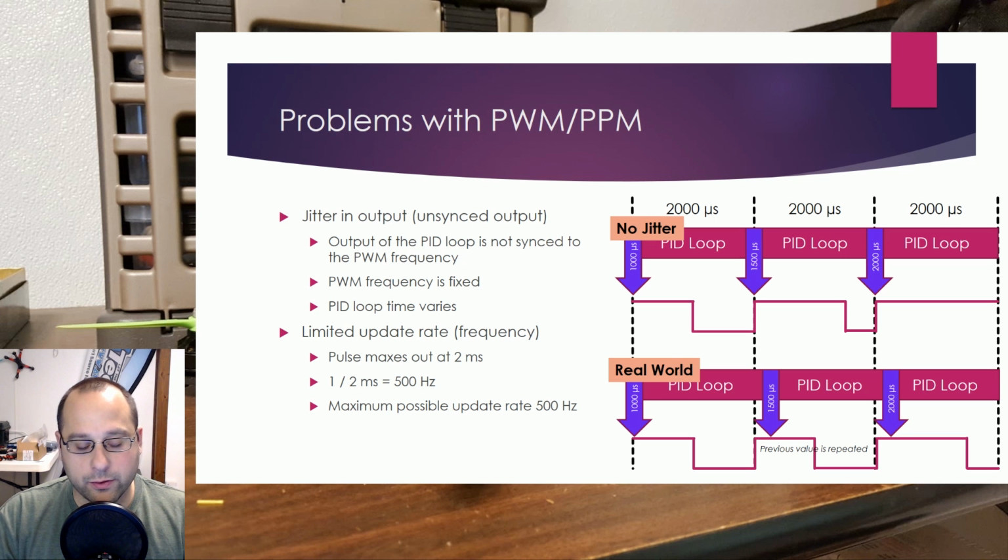So let's say it's 500 hertz. Let's say the ESC was running at 500 hertz input and the PID loop was outputting at 500 hertz. Well, in theory, then what would happen is this. Here's your output motor signal, right?